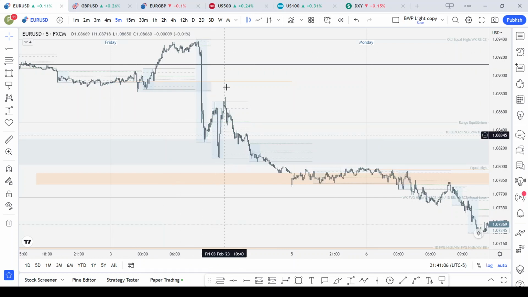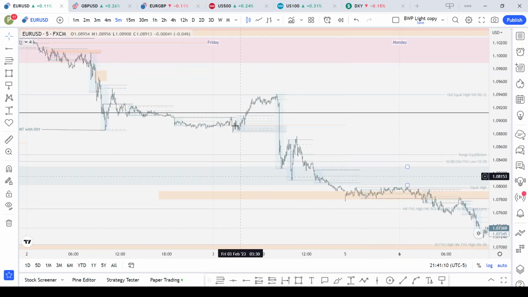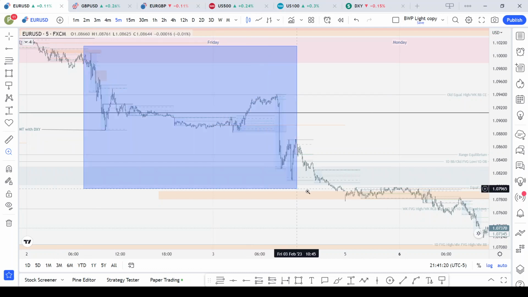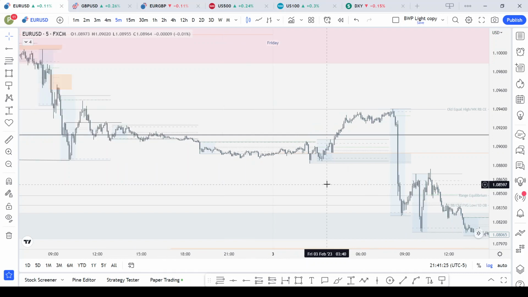Close below it here, rallies into it, rejects. Obviously, this is a fake one that didn't play out. This is not 100%, okay? This is not a 100% rule. Close above it, close below it here. So this is one of those times, and this is during a high impact news event.